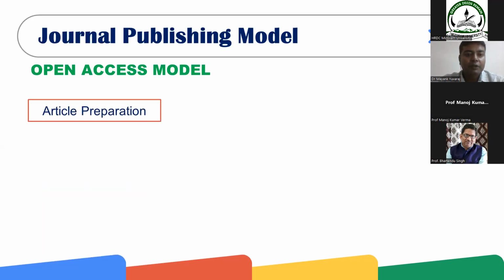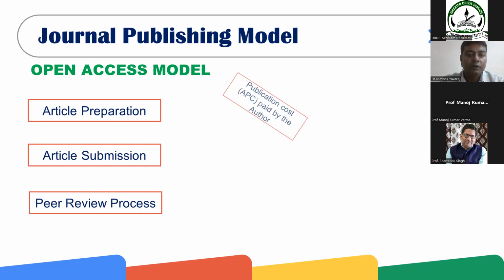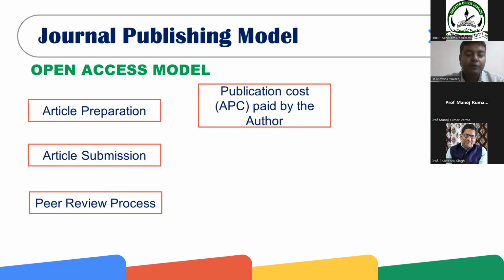So in this open access model, the article was prepared by the researcher, and after the preparation of the article, it was submitted to the journal depending upon the scope and the title of the study. And then here again, the peer review process started, as in the traditional model. And after the peer review process, the publication cost has to be paid by the author in this open access model. On the other hand, in the traditional model, this publication cost was paid by the publisher.